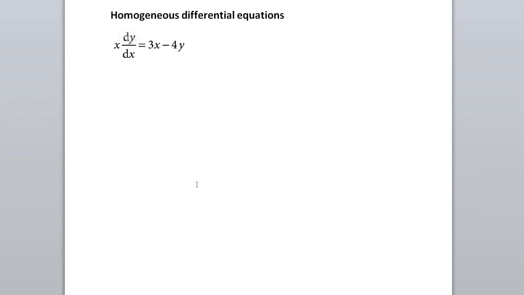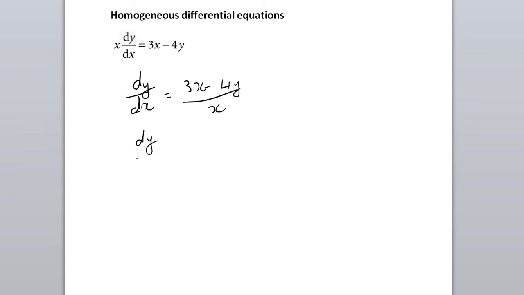So here we have another homogeneous differential equation. Now, the first thing I notice here is that on the left hand side I have an x in front of dy dx. So what I want to do now is I first want to simplify this equation again. So I'm going to divide by x on both sides. So dy dx is equal to 3x minus 4y over x.